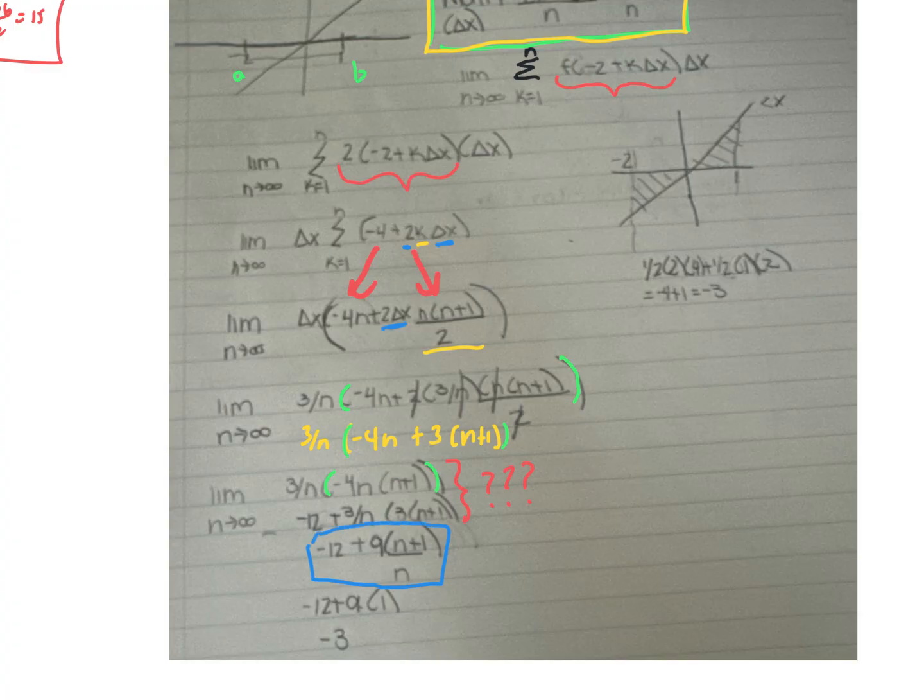Because you could distribute the 3n into that, and I think you would end up with the blue box, right? So 3n times that negative 4n, well, that will be negative 12. So I'm happy with that. And then we have 3n times that. Well, that's going to be 9 over n times n plus 1. And that is this, right? So that part I'm on board with. Again, maybe I'm missing something here.